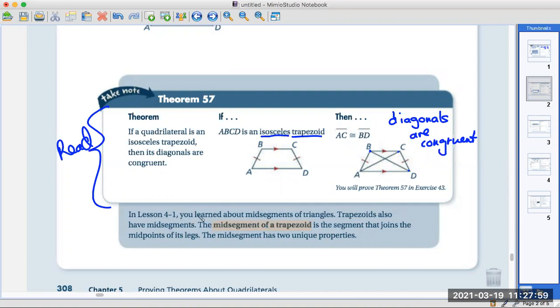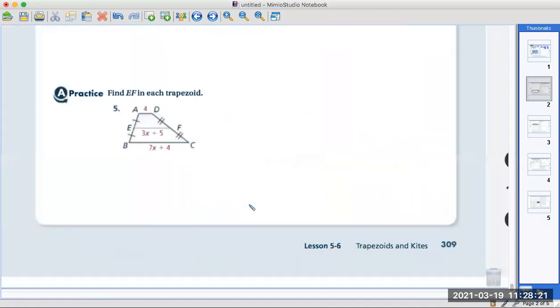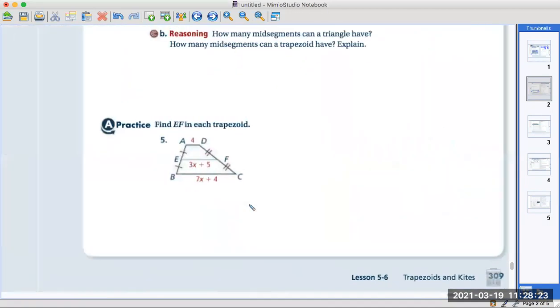In lesson 4.1, you learned about midsegments of triangles. Trapezoids also have midsegments. The midsegment of a trapezoid is the segment that joins the midpoints of its legs. The midsegment has 2 unique properties or rules. Let's go to the next page, 309.